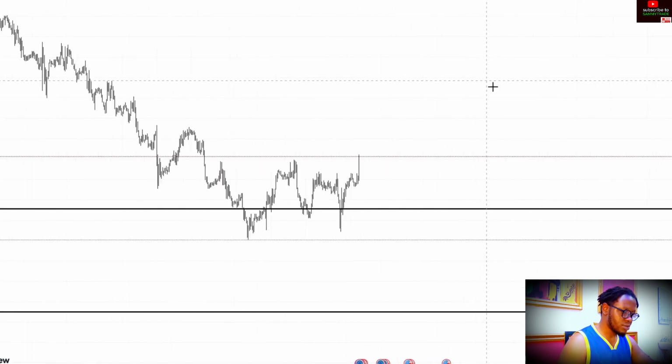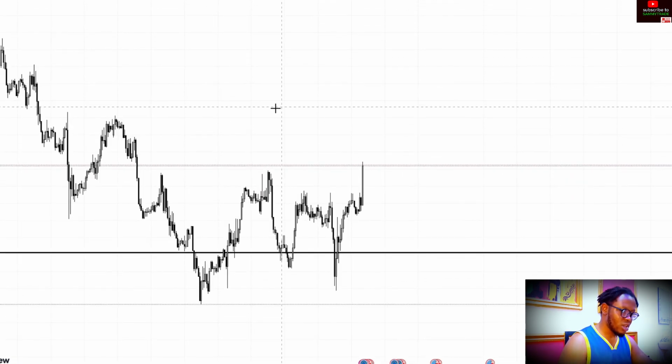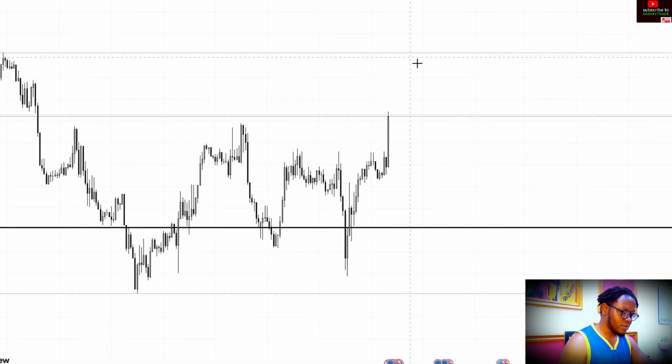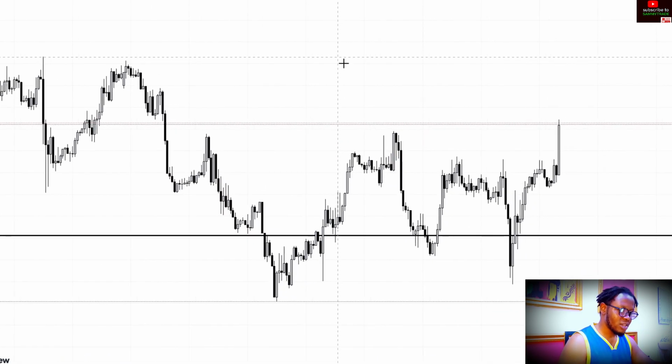As you can see here, let me show you something real quick so you can understand this. It's very simple, by the way. I know it's not simple for beginners, but if you have been in the market for a period of time, you should understand all these things.